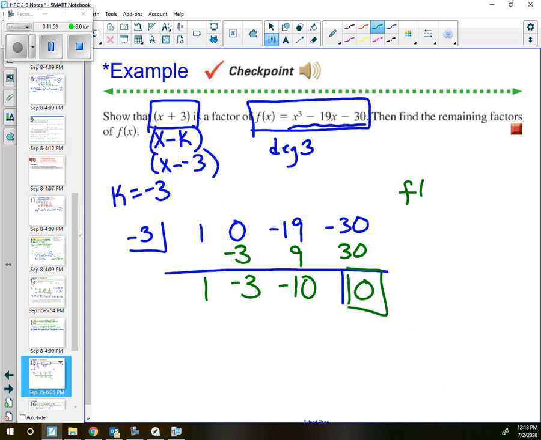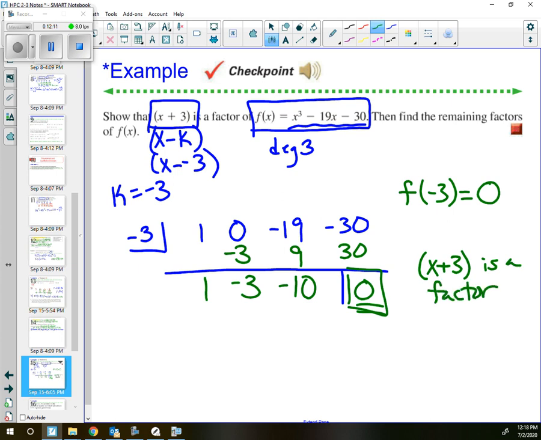What that means is f of negative 3, if I would have just plugged in negative 3, I also would have gotten 0, and you can double check that when you put that in there. So what does that mean? You got a zero remainder, divides evenly. That means x plus 3 is a factor of this polynomial. It divides into it evenly.